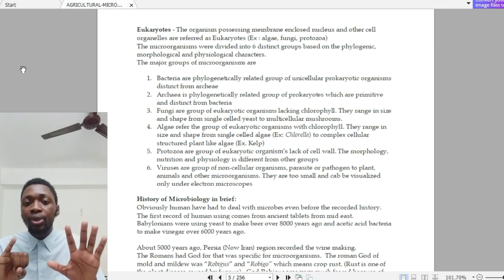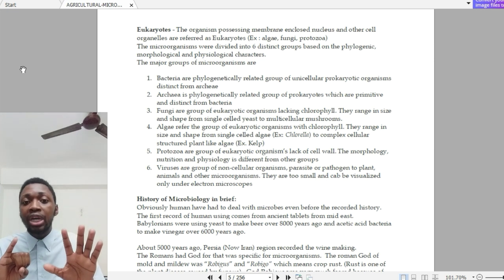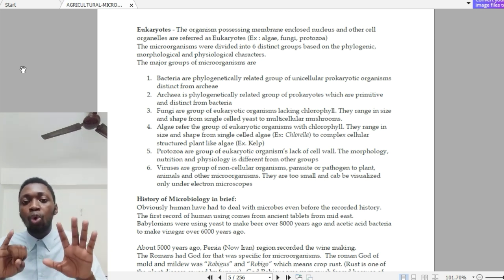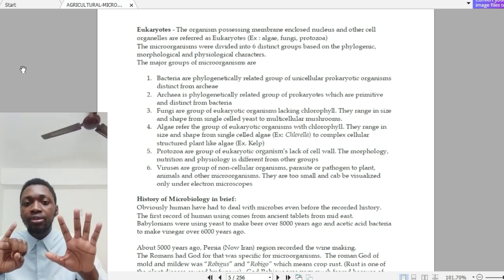We cannot see these organisms using our naked eyes. We need microscopes in order to see these 6 groups of microorganisms. Take note of these 6 groups, don't forget.